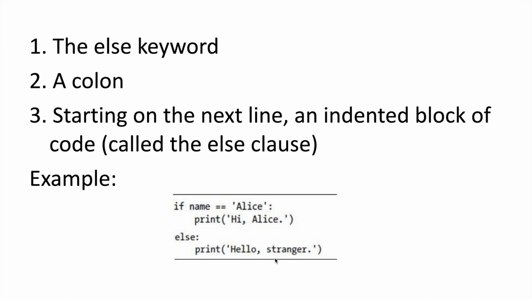So getting my point, guys? If the condition is false, then only else will execute. If the condition is true, only the if block will get executed. Only when if is false, the else part will get executed. If name is not equal to Alice, then only print hello stranger will get executed.